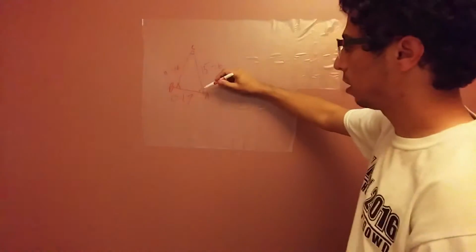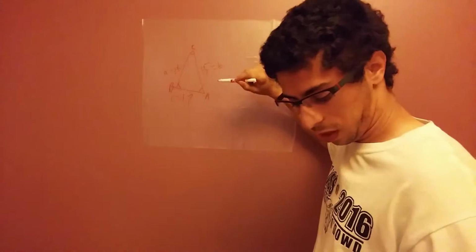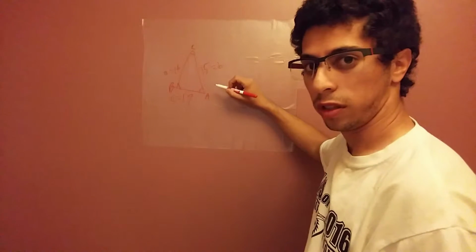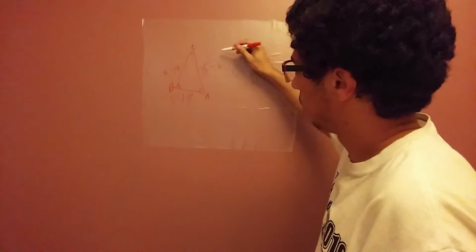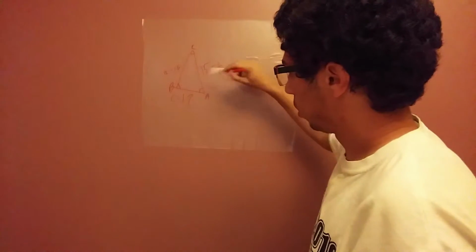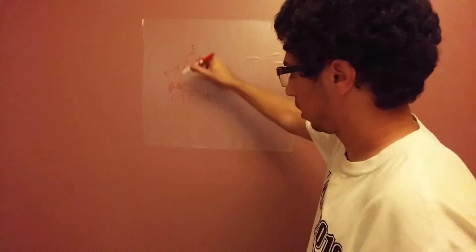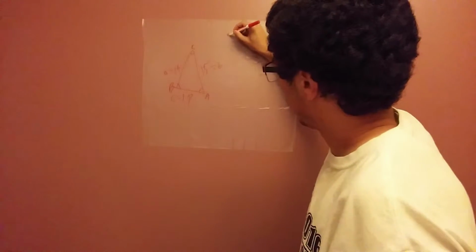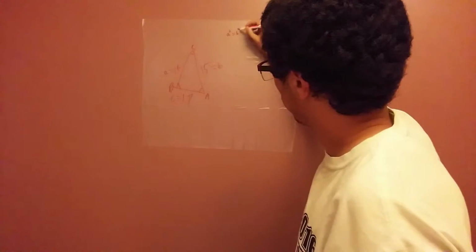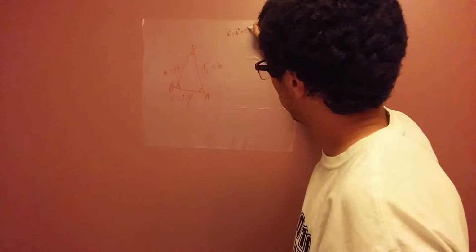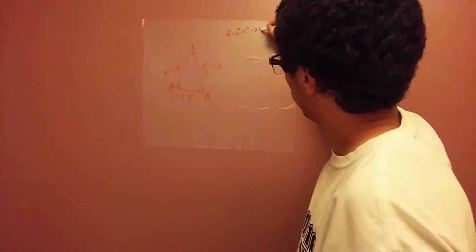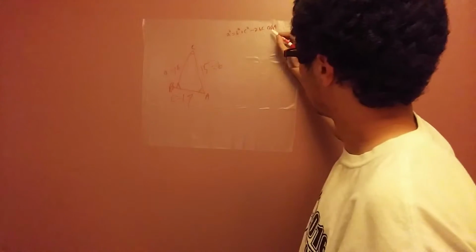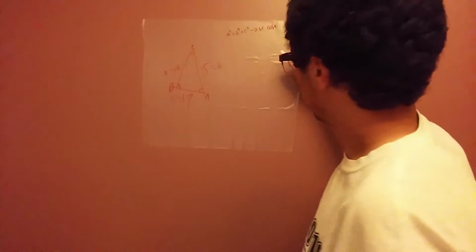Now, to solve this triangle, you have to do a few things. Mainly, you have to solve it using the law of cosines. Okay? To do that, let's say I want to find angle A. So the formula is A squared equals B squared plus C squared minus 2BC cosine A. I'm trying to find cosine A.